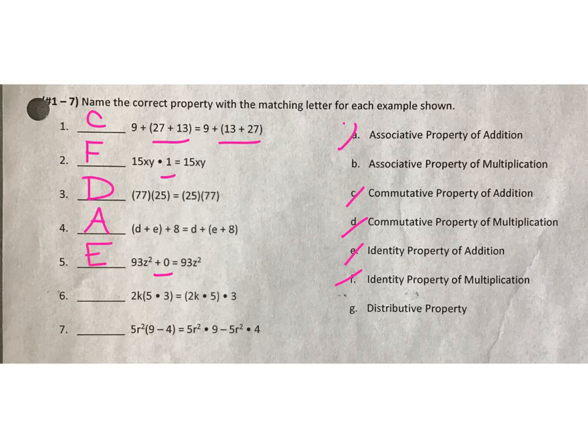So that's E. The next one, 2k times 5 times 3, and then 2k times 5 times 3. The order is staying the same. The parenthesis is changing. So associative property of multiplication. This next one, we are doing some multiplication. Maybe these parentheses will kind of help you a little bit. So you multiply it by both parts. So that's going to be G, distributive property.